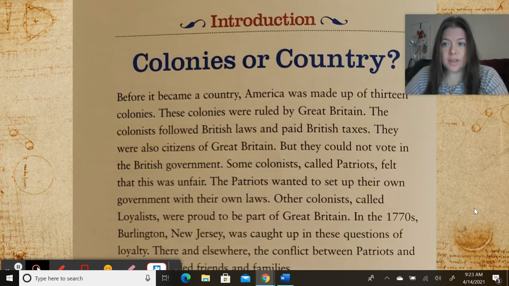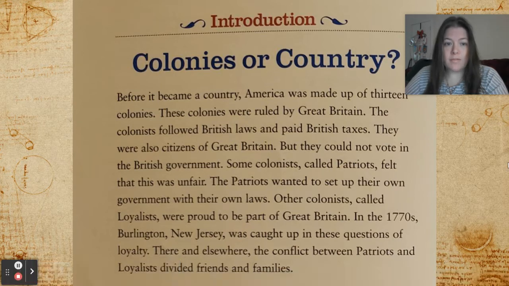All right, so let's look at this first part on page 4. It is the introduction. Colonies or country? Before it became a country, America was made up of 13 colonies. These colonies were ruled by Great Britain. The colonists followed British laws and paid British taxes. They were also citizens of Great Britain, but they could not vote in the British government.